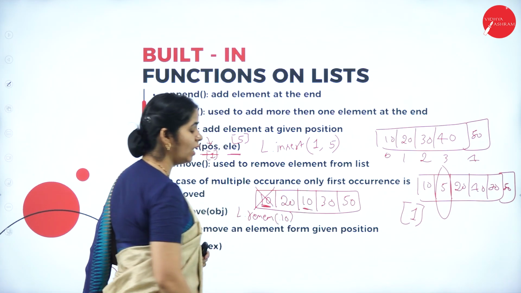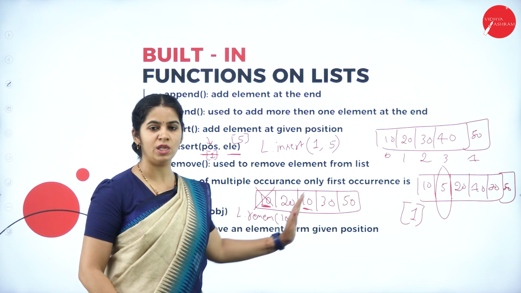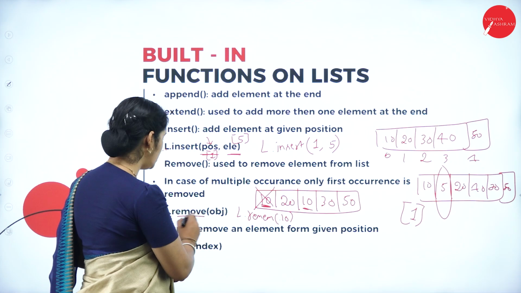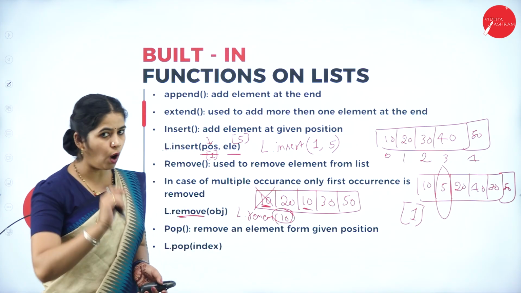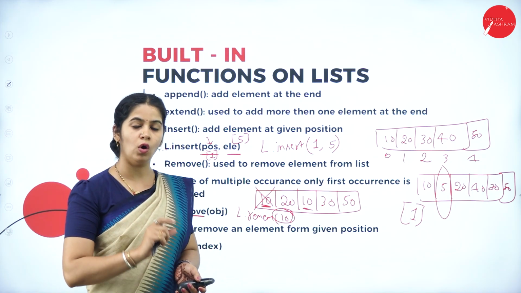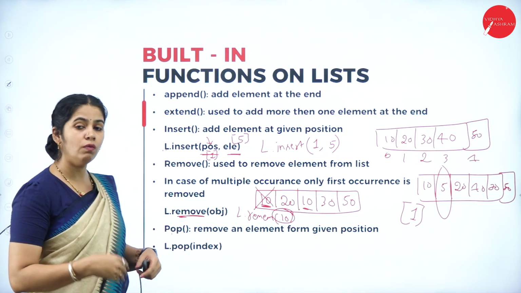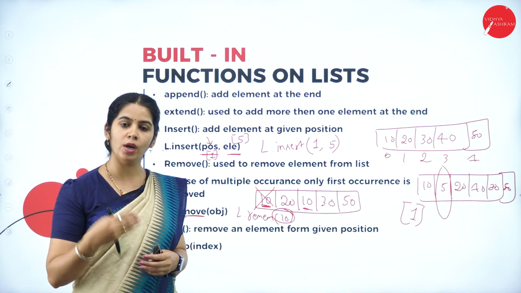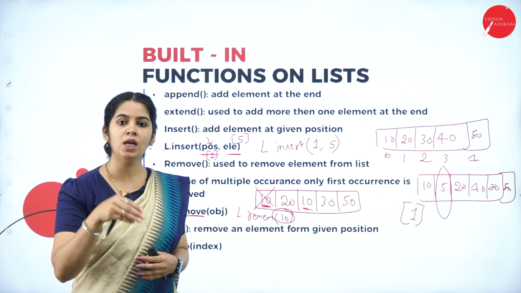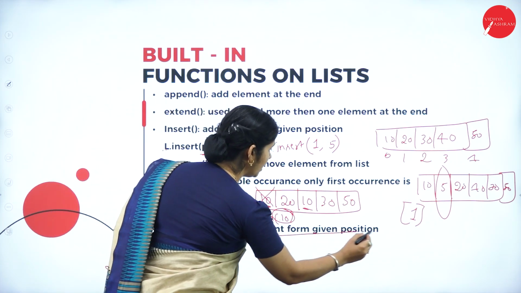It will not remove the other occurrence of 10, where 10 is present more than once, as a list allows multiple values. Whenever we are using remove, we are giving the object value, not the index value. Which element we want to remove, that value we are giving, not the index value. Then pop. Here we are using the pop function to remove the element from a particular position. Instead of the object, we give the index value when we pop the element.